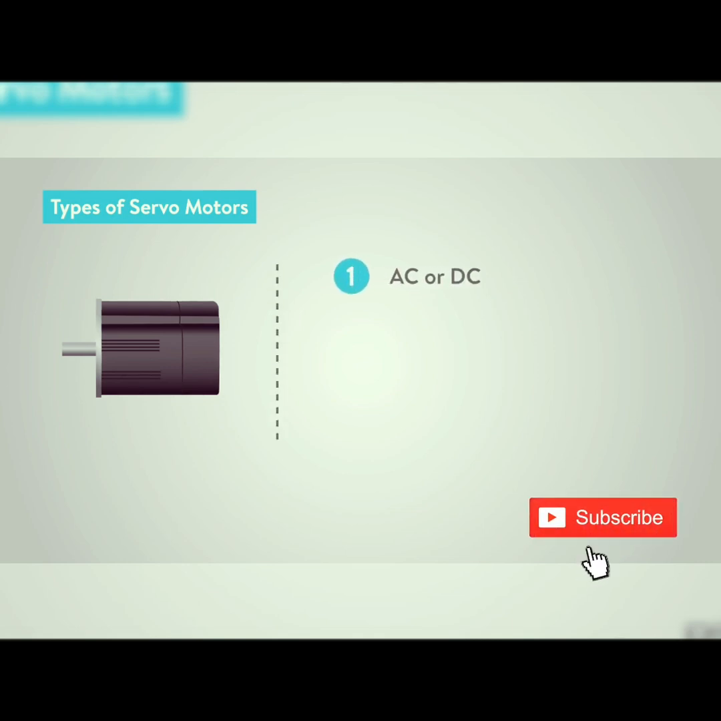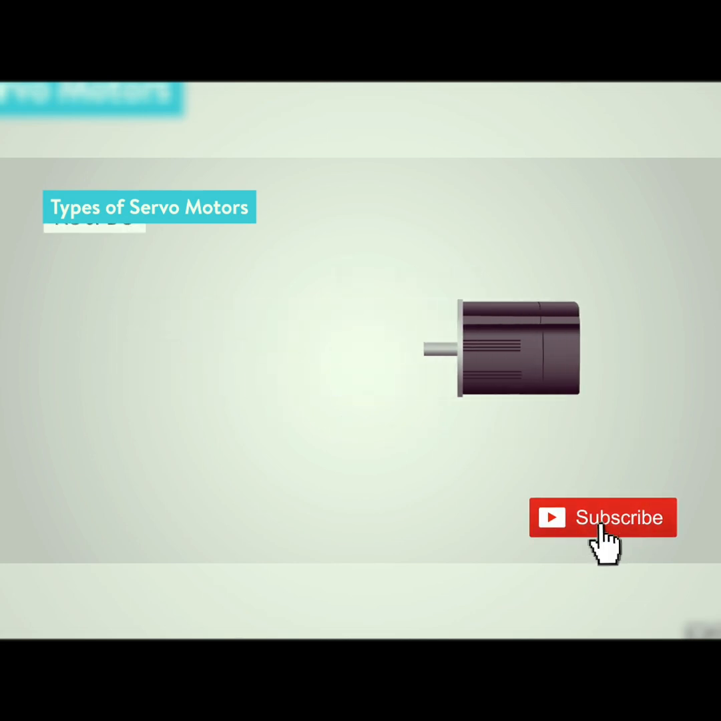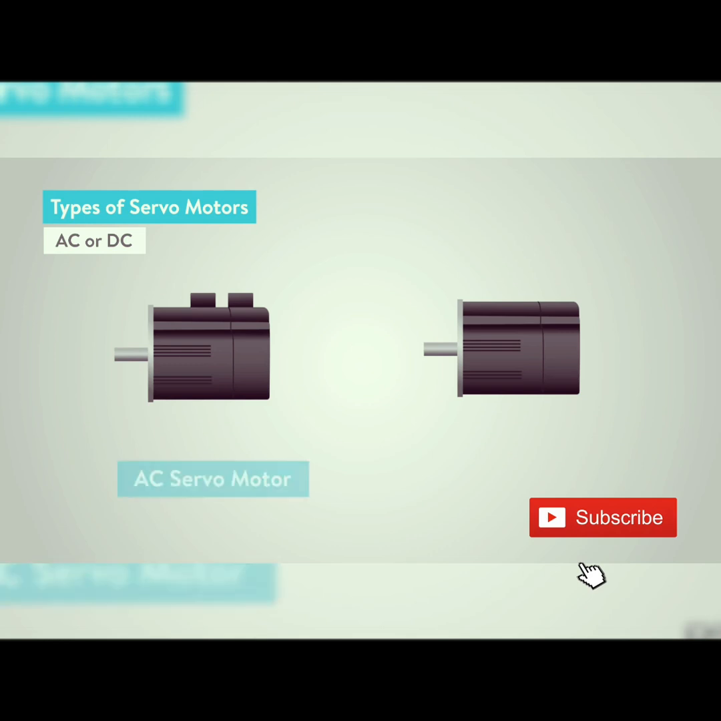First, based on their current type, AC or DC, and secondly, on the type of commutation used, whether the motor uses brushes, and the third consideration is the motor's rotating field, the rotor, whether the rotation is synchronous or asynchronous. Let's discuss the first servo consideration.